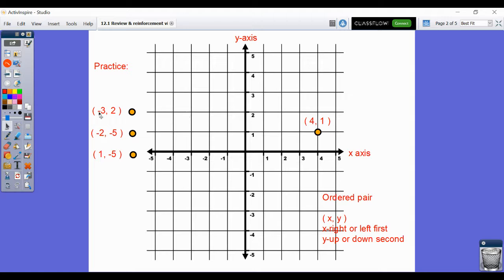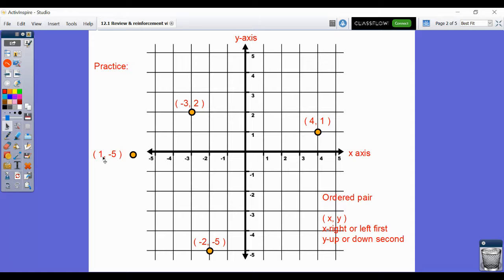Our second one, negative 3, positive 2, so we start at our origin. Negative 3, we go right or left first, so negative is left. Positive 2, for our y-coordinate, we go up or down. It's positive 2, so we go up. Plot our point and label our point. Our third one, negative 2, negative 5, we start at our origin. We go negative 2, which is left, negative 5, which is down. Plot our point and label it.